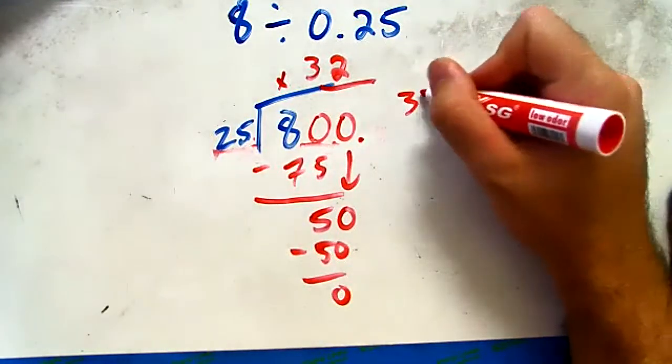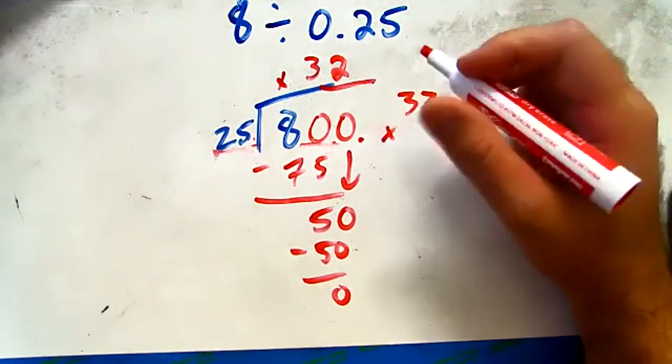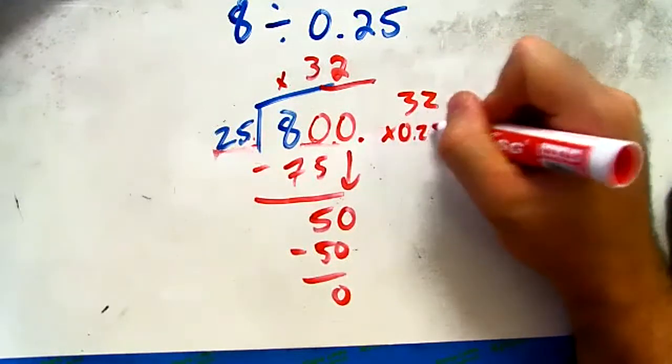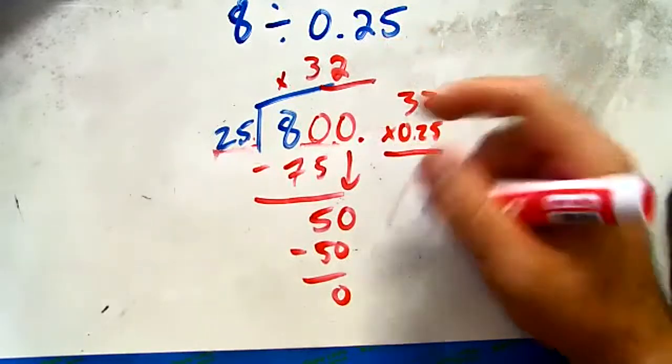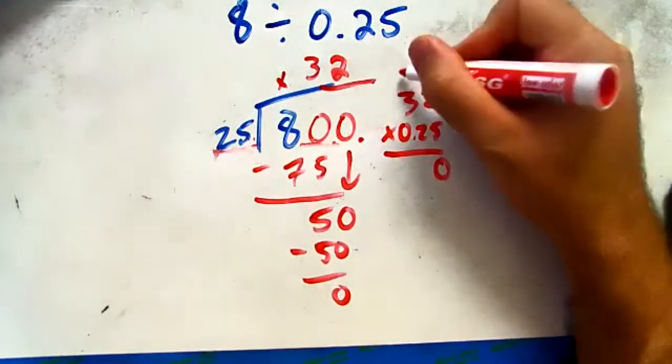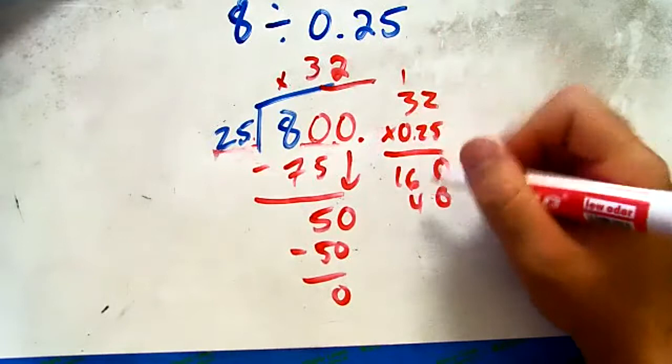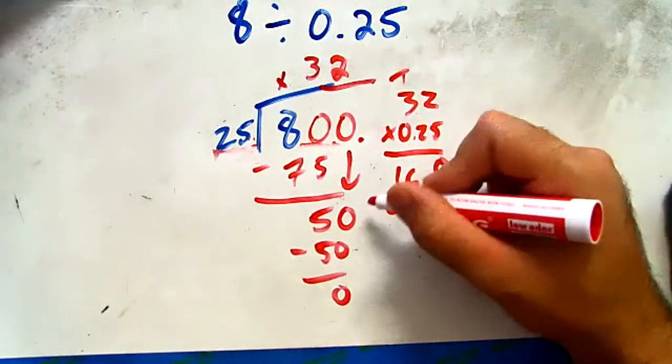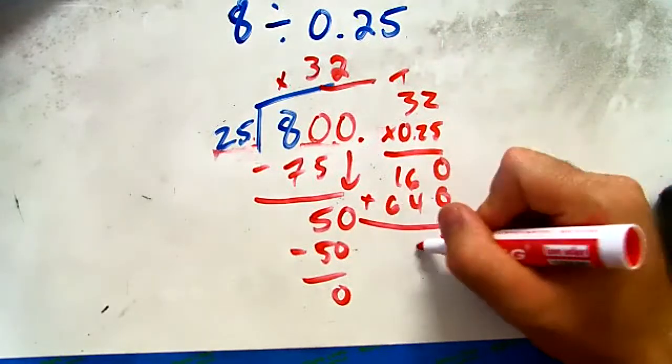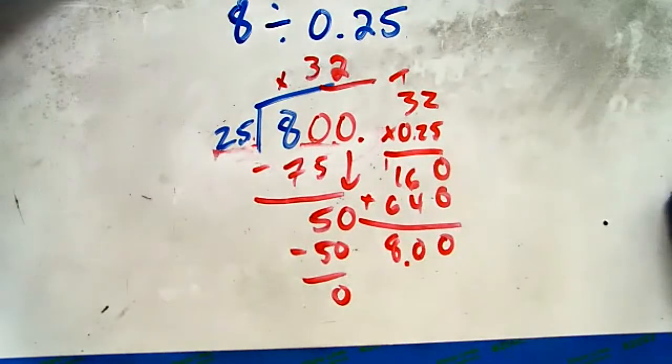Really quick check, is 32 times 0.25, my original divisor, going to be 8 wholes? Let's find out. Yes, it is. So that all checks out.